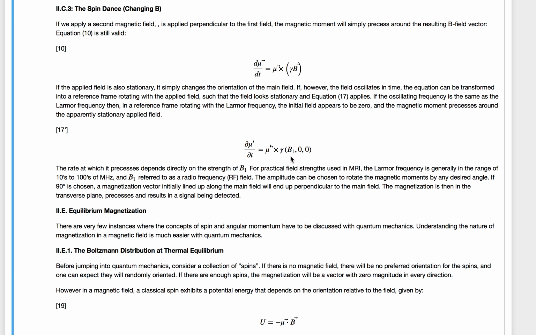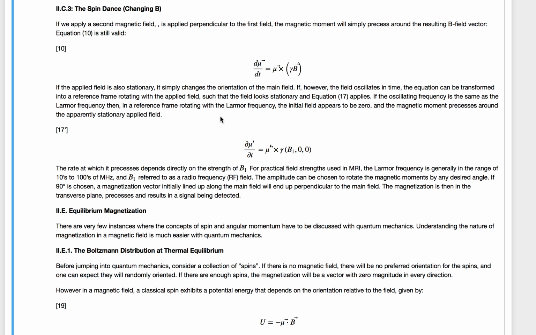We apply what we call B1, an RF magnetic field, a radio frequency magnetic field. We apply that at the Larmor frequency so that there's no effect visible in this rotating frame of the main magnetic field, but we see an effect of this applied B1. And this B1 field can be relatively small.